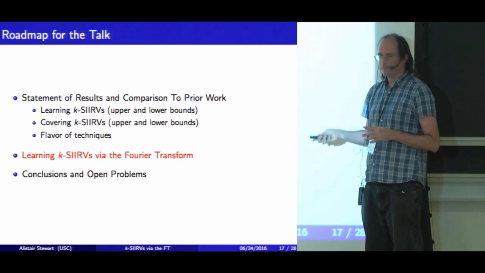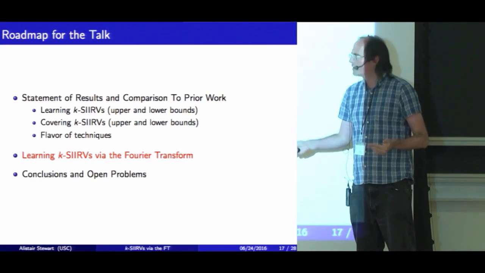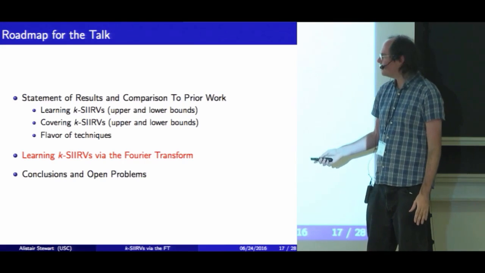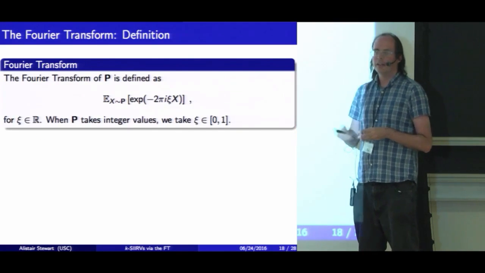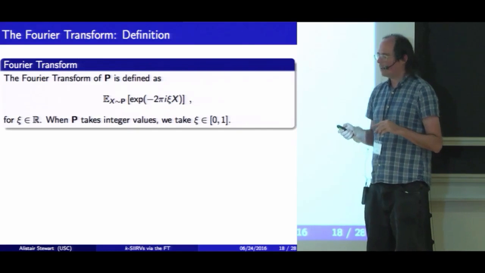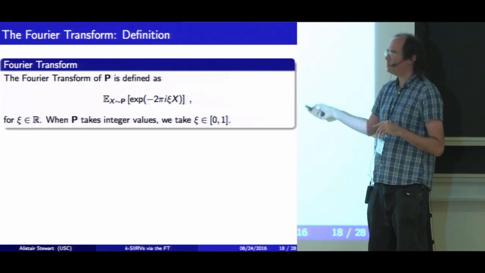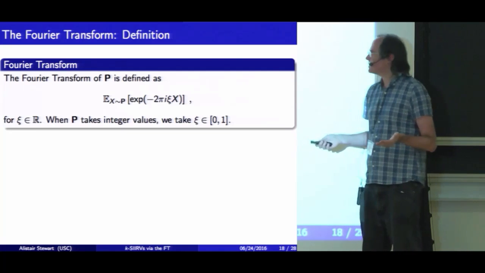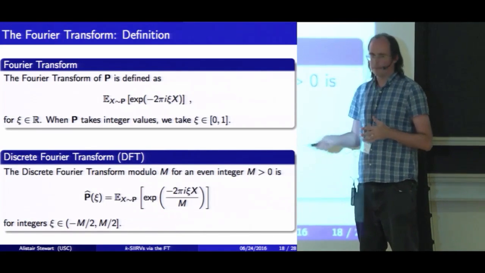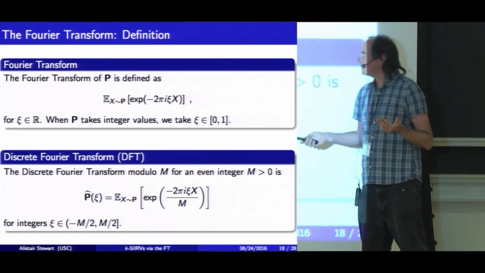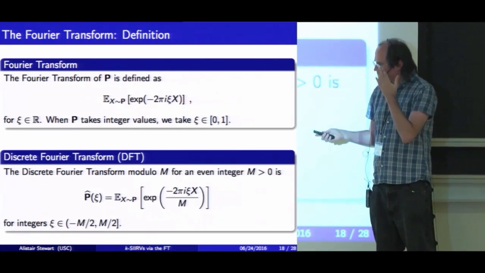So how does this learning algorithm work? And what does the Fourier transform have to do with things? Okay, so recall the Fourier transform is a complex valued function. It's given by this expectation. In particular, we're interested in the discrete Fourier transform. The important thing about this is that it only takes a finite number of values, and it's easy to invert.